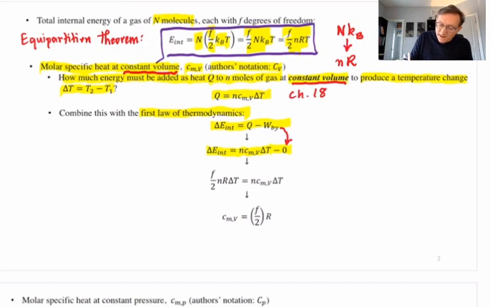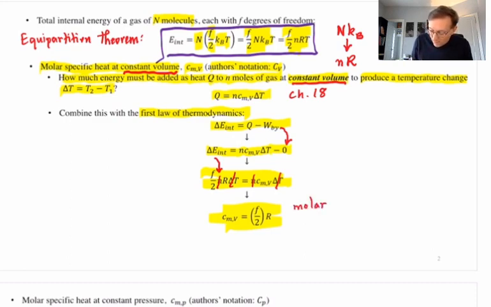Now what I do is I use the equipartition theorem to write the formula for delta E internal. Use what I have up in the box right up above. F over 2 little n R delta T. That's from the equipartition theorem. So now the formula is this, we're at this line. Now divide both sides by n. And then divide both sides by delta T. And you have a very simple formula for a very specific situation.